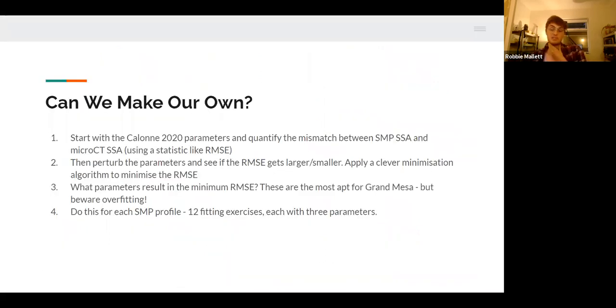So the method we took was we started out with the Neige Cologne 2020 coefficients, because those are theoretically better for version 4, and we thought, let's tweak those until we find some that have the lowest error with regard to the micro-CT. We did that for each SMP profile, and there are 3 of those for each of the 4 pits that we investigated. Next slide, please.